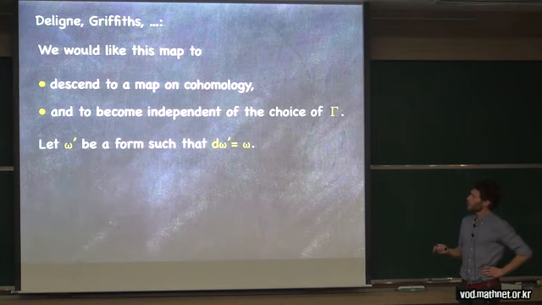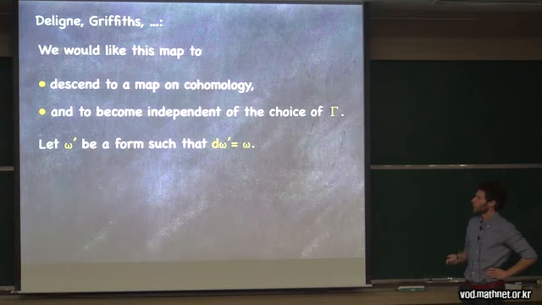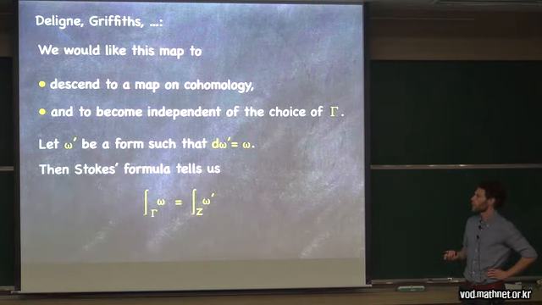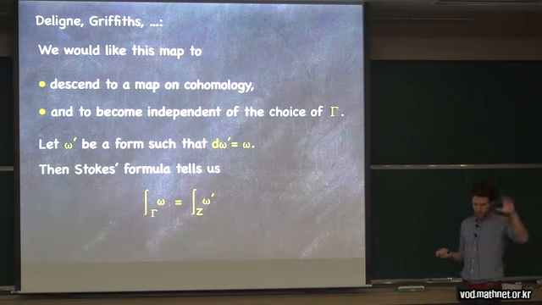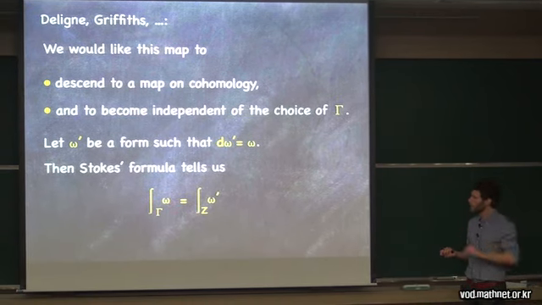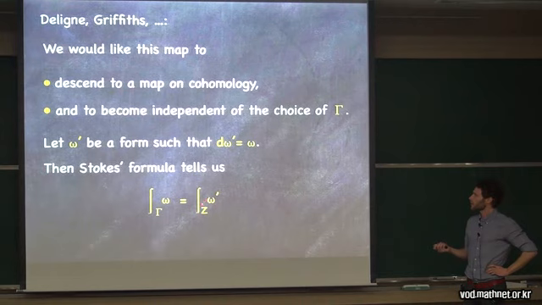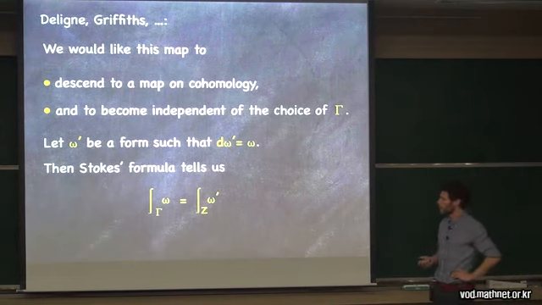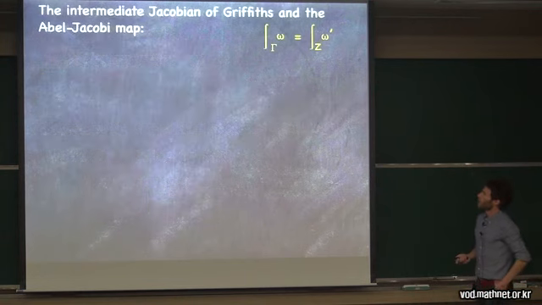Okay, so for the first thing, let's assume that omega prime is a form such that the differential of omega prime is omega. In other words, omega is an exact form. Then Stokes' formula tells us that if we evaluate omega on gamma, the integral that we looked at on the previous slide, it is the same as omega prime evaluated on Z, our Z that we had before. So here is again Stokes' formula. What does it tell us?